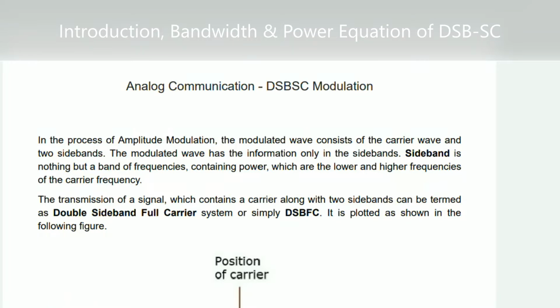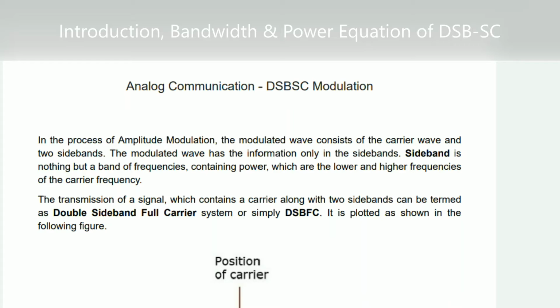Welcome to everyone. In this video, we're going to discuss DSB-SC. DSB-SC means double sideband suppressed carrier. It is a part of amplitude modulation. Here, there are two sidebands and the carrier is suppressed.